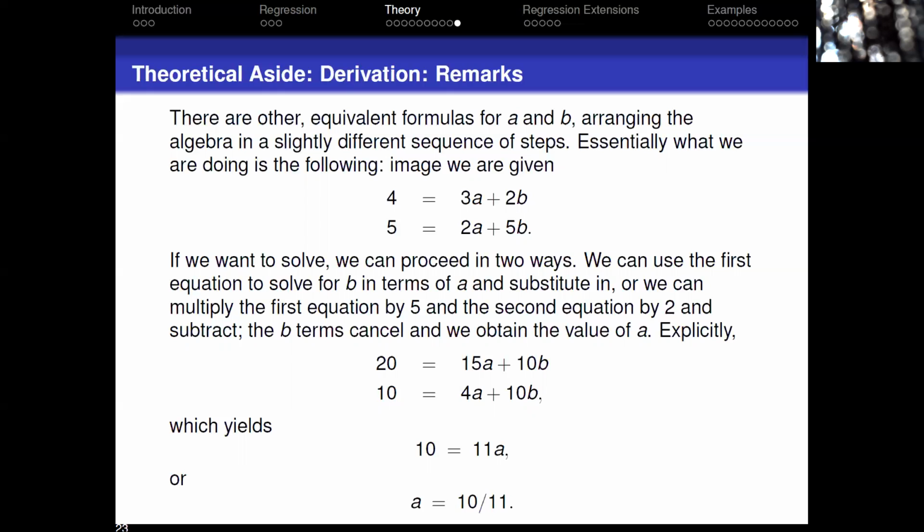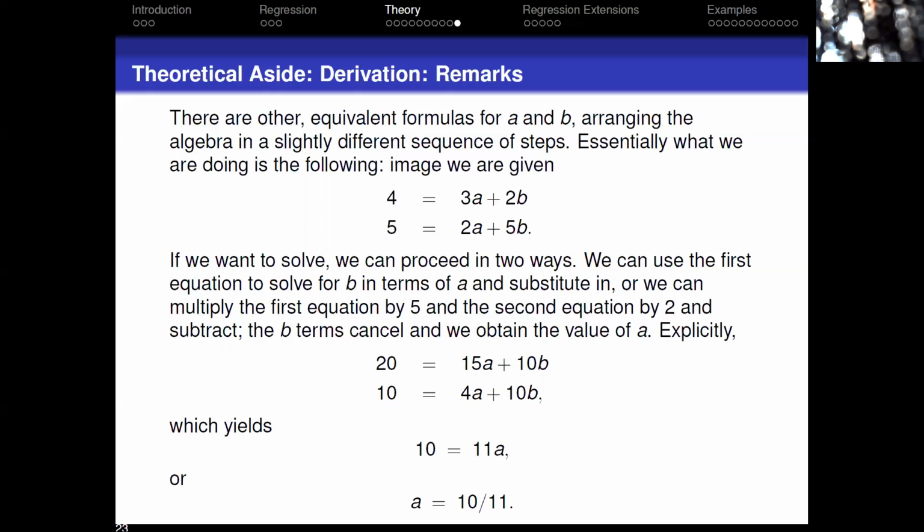substitute for b here. Another way to solve it is I can multiply the top by 5 and the bottom by 2, and then I'll get 15a plus 10b, 4a plus 10b. So if I subtract, the b's cancel. I get a is equal to 10/11 when the dust settles. Now that I know a, I can substitute that in and find b.